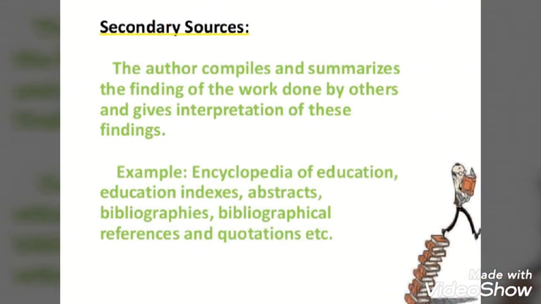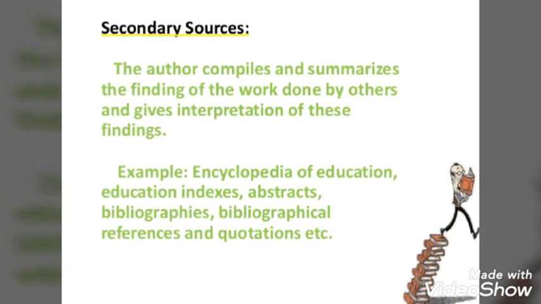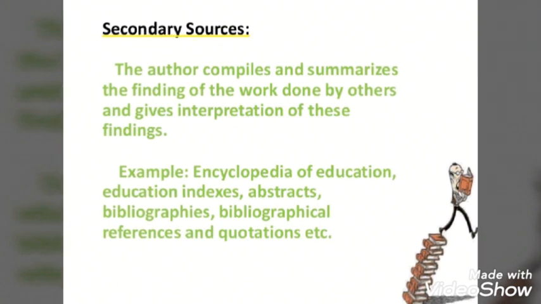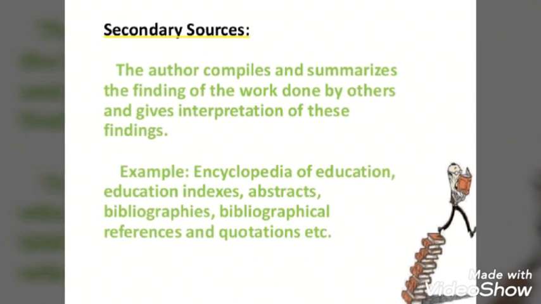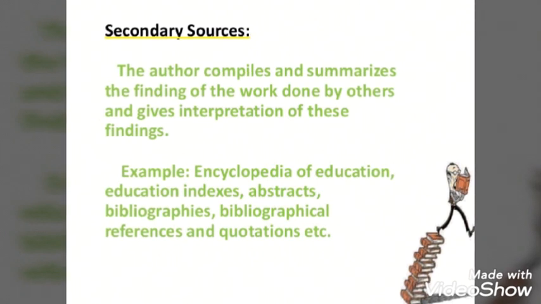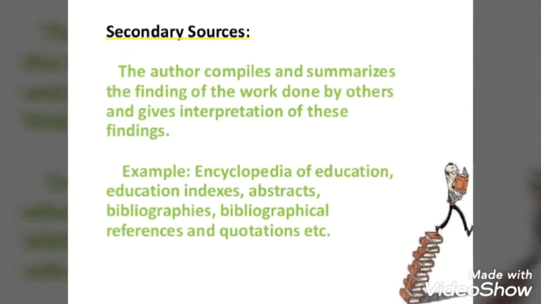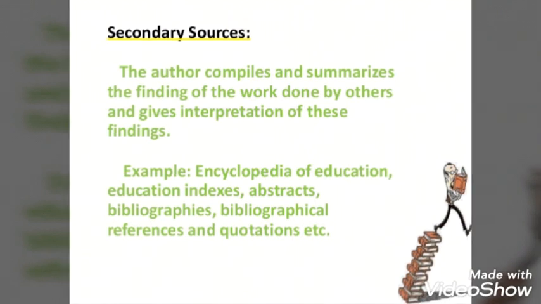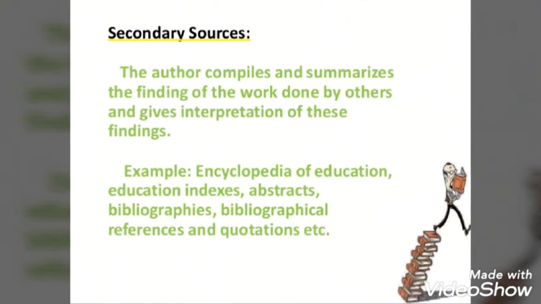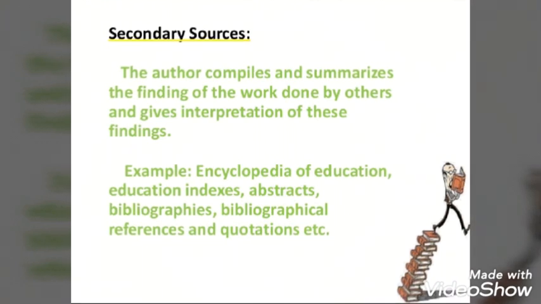Then we'll go for the secondary sources. Secondary sources are second-hand information from somebody else. The author compiles and summarizes the findings of the work done by others and gives interpretation of these findings. Examples are the Encyclopedia of Education, education indexes, abstracts, bibliographies, bibliographical references and quotations, etc. So primary sources are directly done by the researcher, and in secondary sources it is the work of others but summarized by other persons in order to help new beginner researchers.